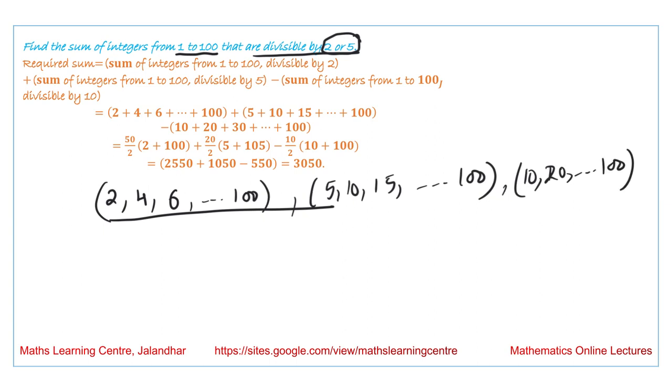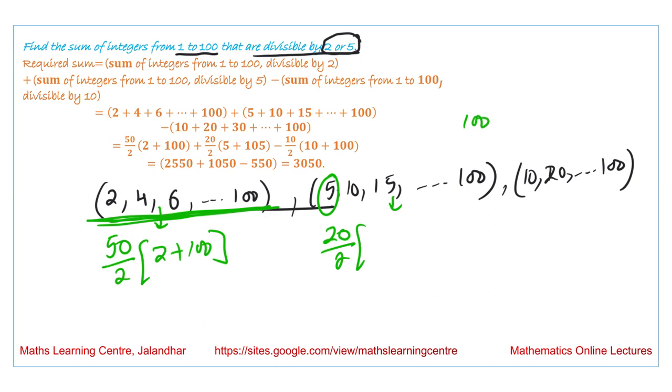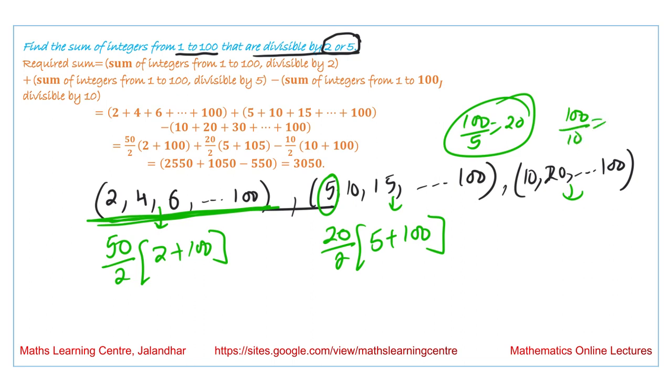So if we calculate the sum of these numbers, how many numbers divisible by 2 are there? 50 numbers are there, so it is 50/2 × (2 + 100). How many numbers divisible by 5? 20 numbers are there, since 100/5 = 20. So n/2 × (first term + last term). How many numbers are divisible by 10? It is 100/10 = 10. So we are saying it is 10/2 × (10 + 100). In this case we have 2550, in this case 1050, and in this case 550.